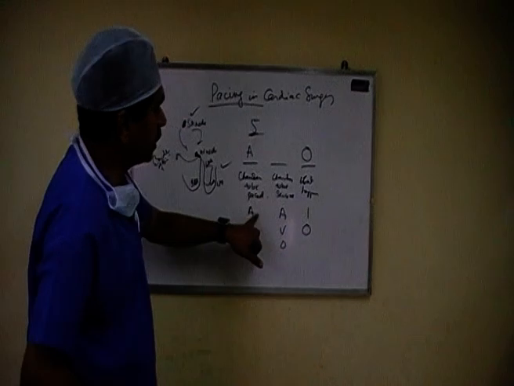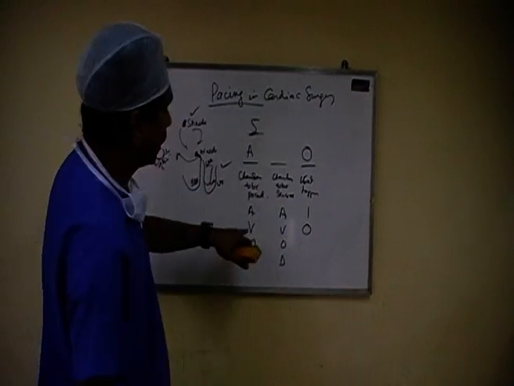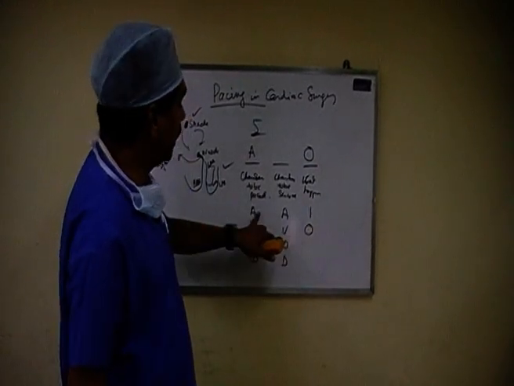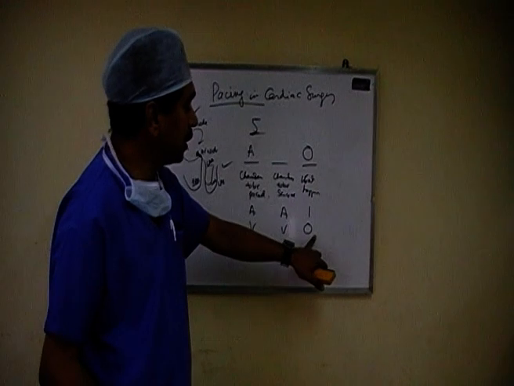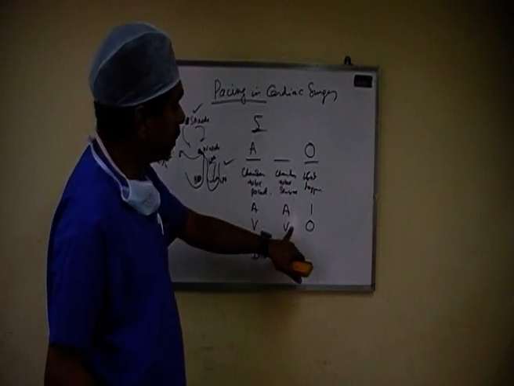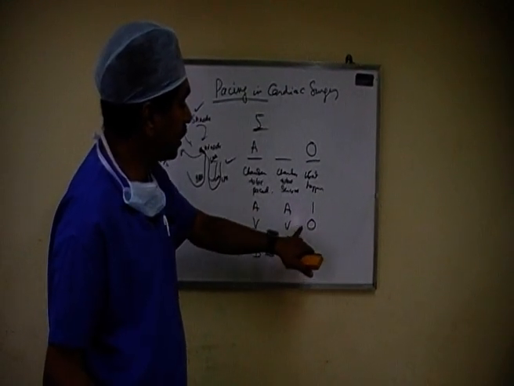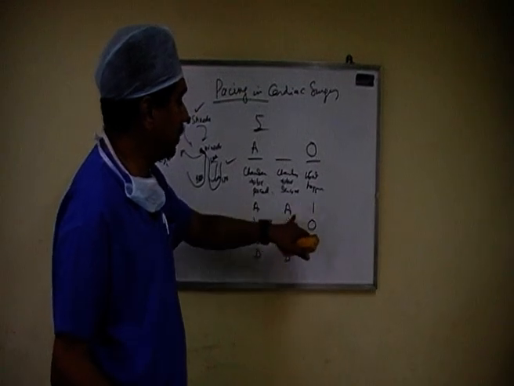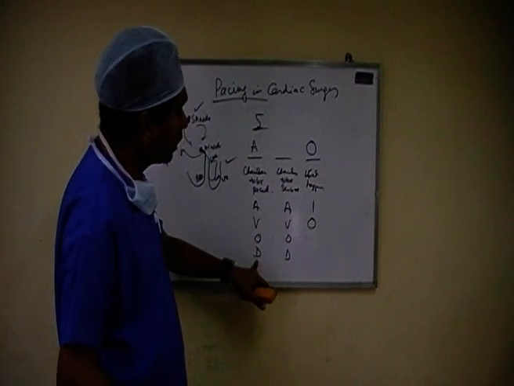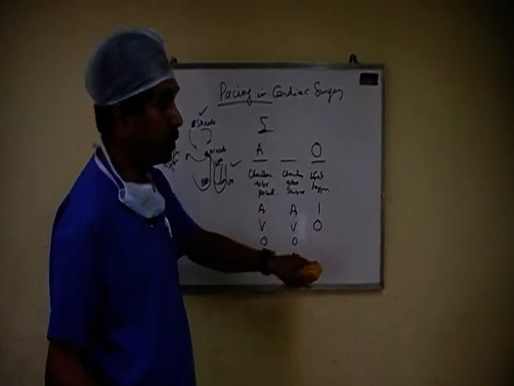So you can have atrial pacing, atrial sensing and inhibition. Atrial pacing, atrial sensing, and nothing needs to be done. Ventricular pacing, ventricular sensing and inhibition. And ventricular pacing, ventricular sensing, and the pacing box does nothing even if it senses anything. And dual chamber pacing, dual sensing and inhibition, or do nothing.